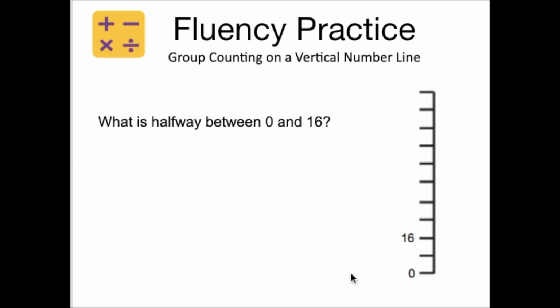So for some fluency practice to get us started, we're going to start by group counting on a vertical number line. Our question asks, what is halfway between 0 and 16? So we have a vertical number line here with 0 at the bottom. Notice how 16 lies all the way up here. So we have to figure out what is halfway between 0 and 16.